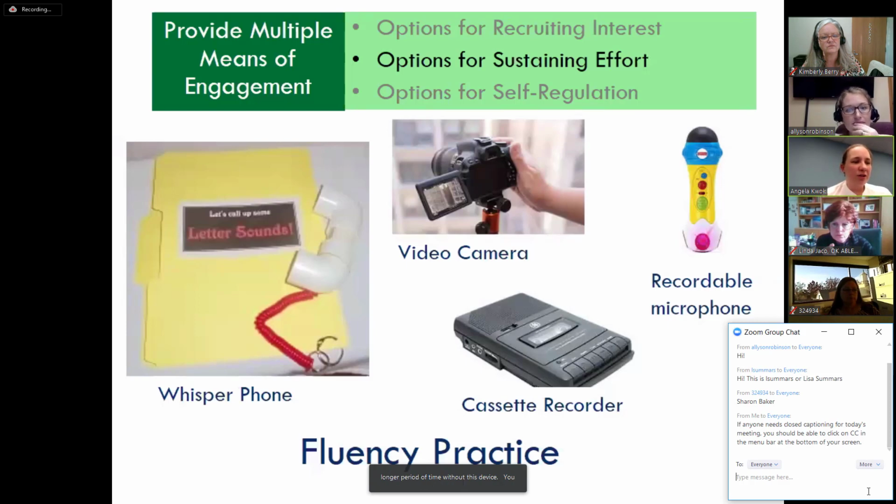For our older students, it may be something as using a video camera or a cassette recorder. And then also we have a microphone that can be recorded, and having students play it back and see how they do with their fluency level, and record it again, seeing if they can improve that.